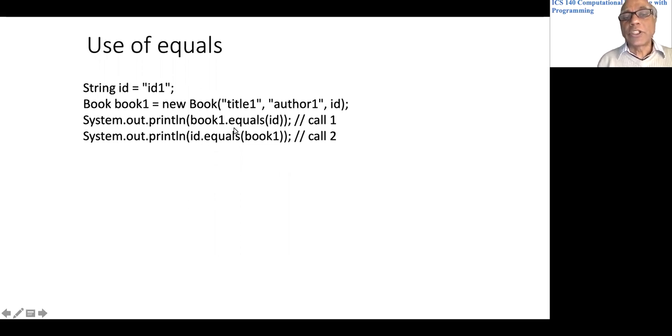Then the string object should be able to take a book object and process it in an equivalent manner. If book 1 dot equals ID returns true, ID dot equals book 1 also should return true. If book 1 dot equals ID returns false, ID dot equals book 1 should also return false. But that is not going to happen because here ID is a string and the equals method of string does not take a book object and say that it is equal to this string. That is not how it is coded.